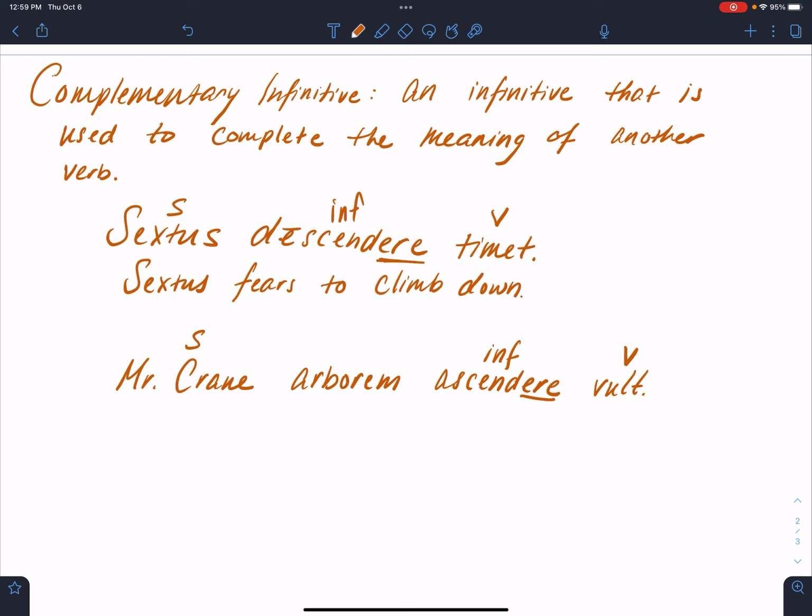Mr. Crane wants to climb the tree. So here, what's a little tricky about this, and what does this word end in? Yeah, so it's a direct object. It's got to be a direct object. Yes, exactly. Good. All right, good. Good question. Very good question.